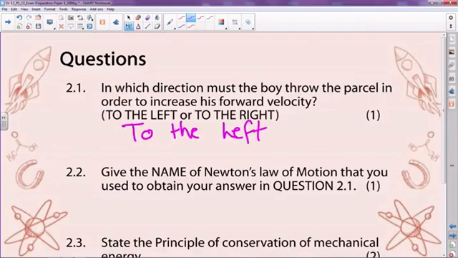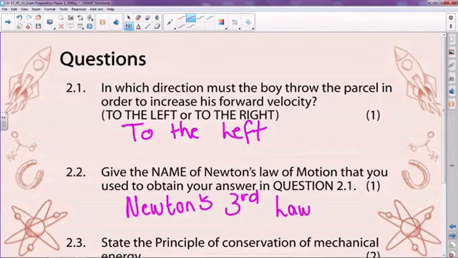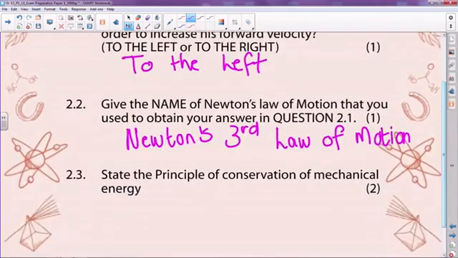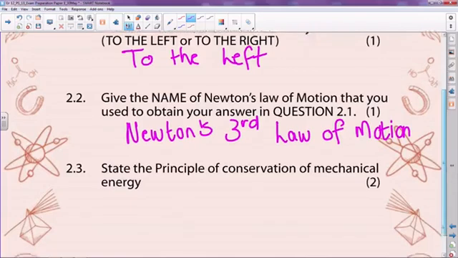Now, we've just said which law were we using? Well, we're using Newton's third law of motion. Guys, please, please, don't just say third law. Name it properly. It is Newton's third law of motion. Don't get lazy. You have time in the exam. Then it seems like a random question. They ask you to state the principle of conservation of mechanical energy. This is actually quite an important question because it leads you into the next part of this. So that's why it's here. So it says state the principle of conservation of mechanical energy.